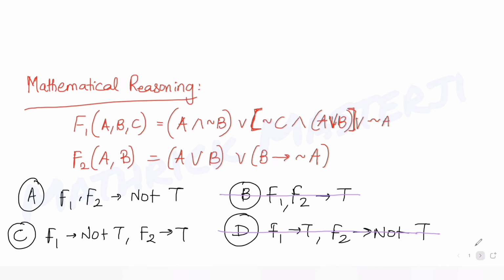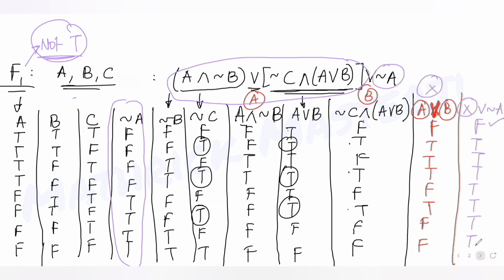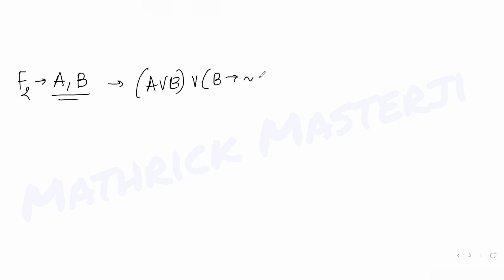Let's go for the statement 2 as well, F2. It comprises of two statements A and B. And if I see the expression that is given to us here for that statement, it is A cup B, and that is cupped with B implies negation A. So let's solve for this first. So we have to find whether this statement is a tautology or not.